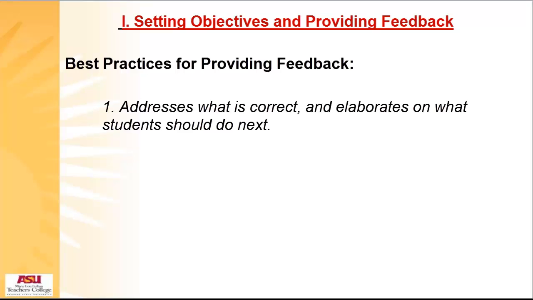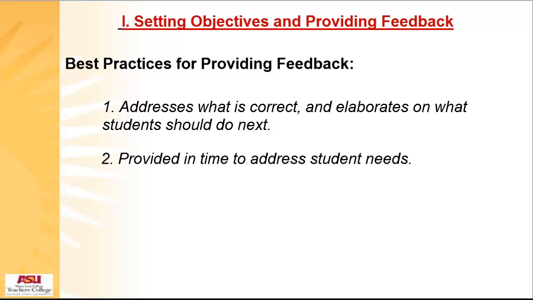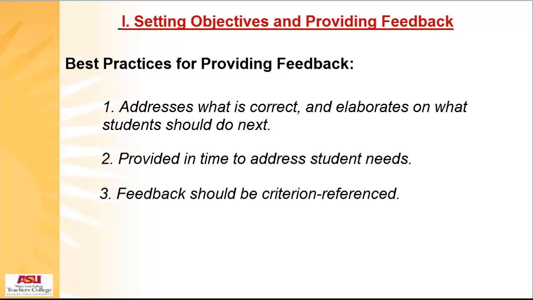First, good feedback addresses what is correct and also elaborates on what students should do next. Second, good feedback is provided in time to address student needs. The best feedback is the kind that students can use just in time to improve a product or improve understanding. Third, feedback should be criterion referenced, which means that it should be based on a clear vision of student mastery. In other words, feedback should be based on a vision of what it should look like when a student is performing the skill at a high level.